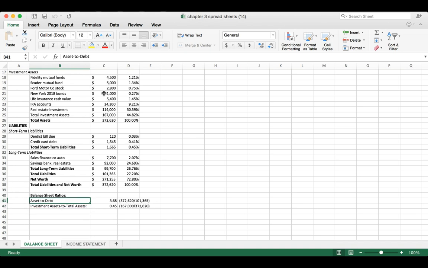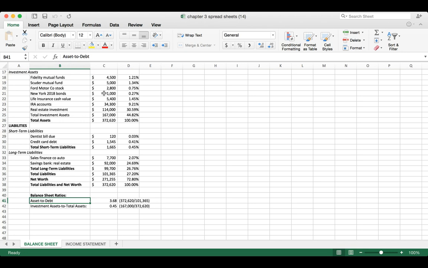One thing to check out is your asset to debt ratio. In this particular case, all we would do to determine that ratio is take the total asset amount, which is the 372, and divide that by the total liabilities, which is the 101,365, to get a number of 3.68. So what does that mean? That means that you have 3.68 times more assets than debt.